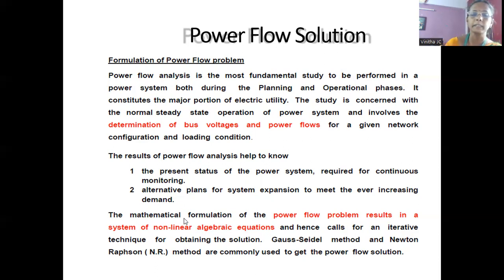The mathematical formulation of the power flow problem results in a system of non-linear algebraic equations, so power flow analysis requires an iterative technique to obtain the solution. There are various methods available: first the Gauss-Seidel method, second the Newton-Raphson method, and third the fast decoupled method. Among these, Gauss-Seidel and Newton-Raphson are the most commonly used.